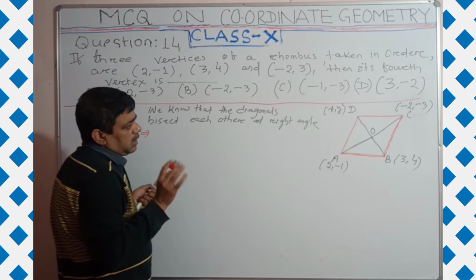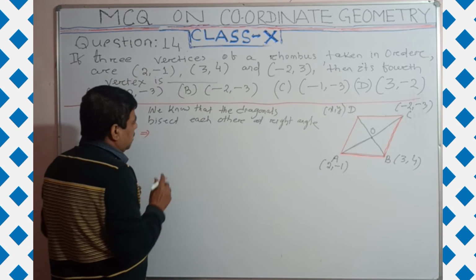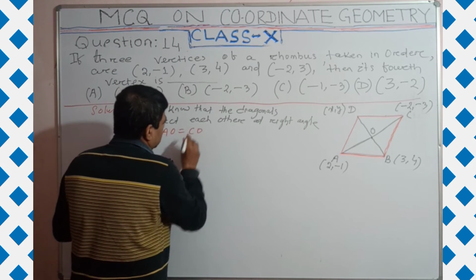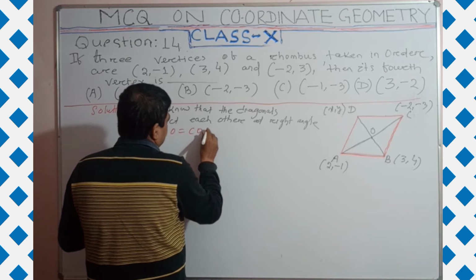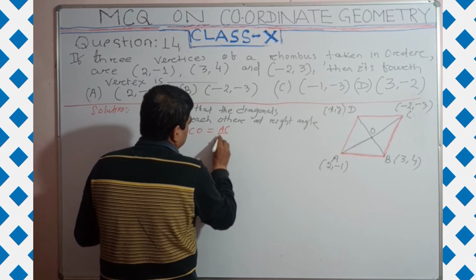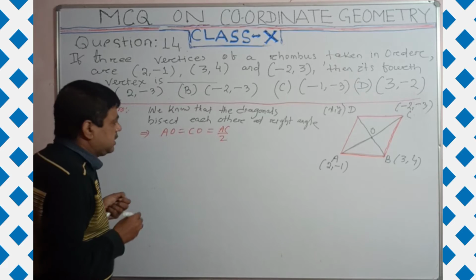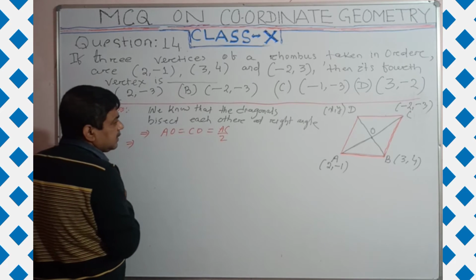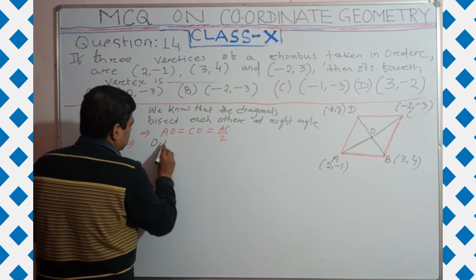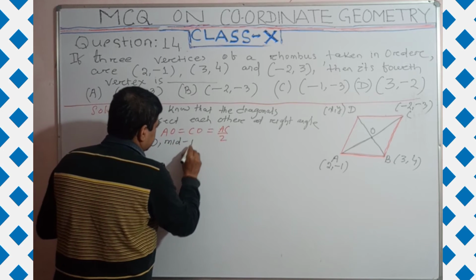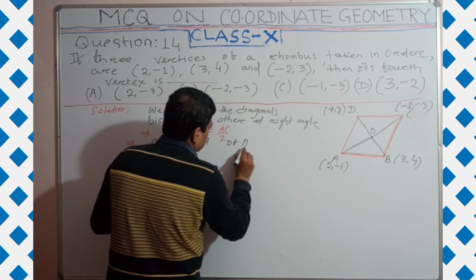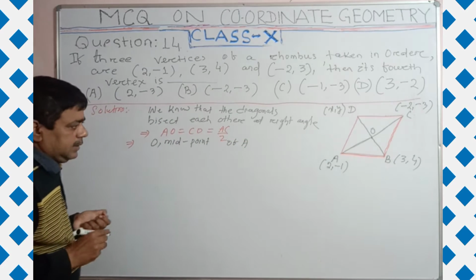First of all, the diagonals bisect, so AO is equal to CO, which is AC by 2. It means O is the midpoint of AC. So according to the midpoint formula.